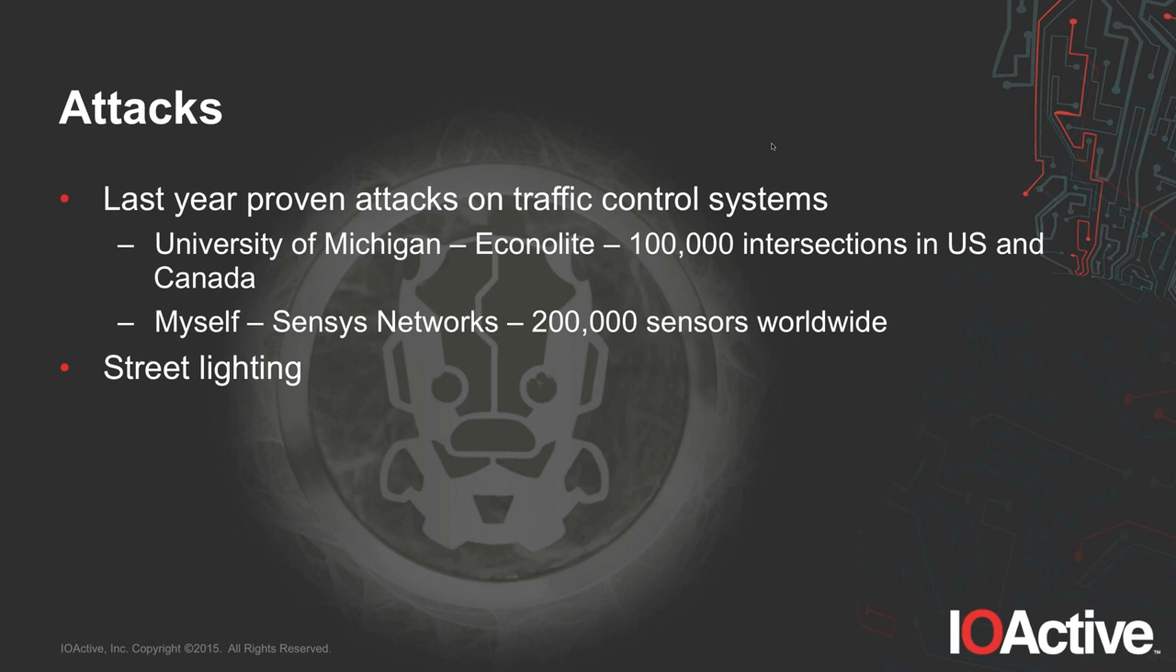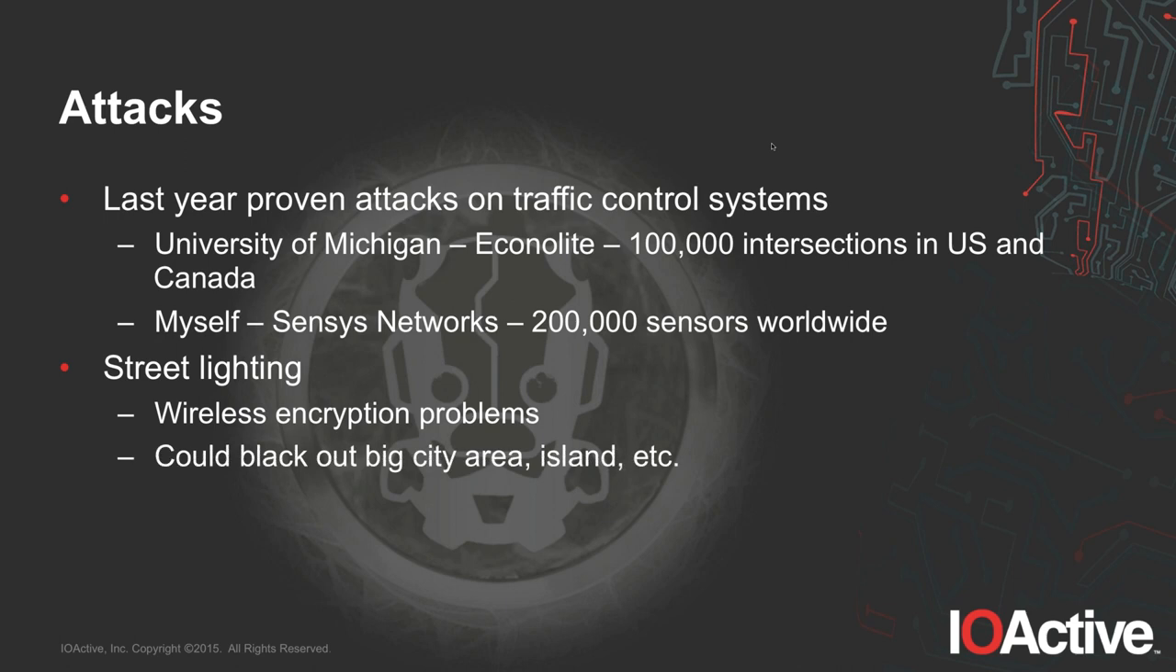Now for street lighting, a system I described at the beginning of this webinar. Some of them are wireless, so they suffer from the encryption problems I already described. And those that are wired could also have problems, because it doesn't matter that you have a wired connection: if it is using power line communication, then you could also easily access the power line and try to mess with the system.